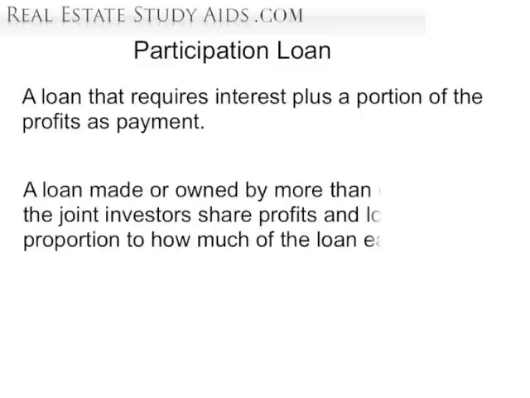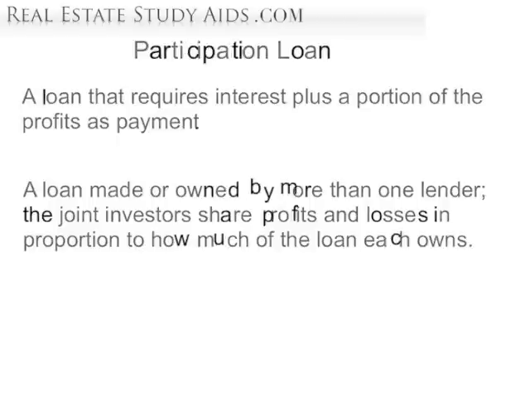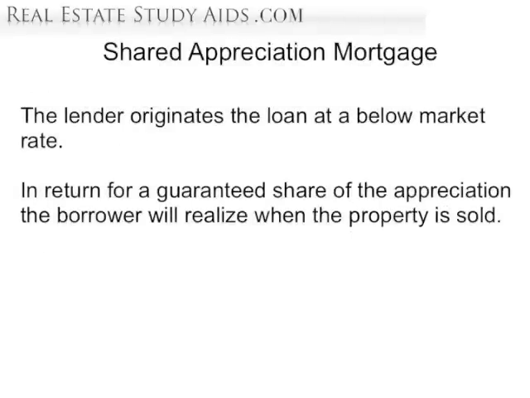1. A loan that requires interest plus a portion of the profits as payment. 2. A loan made or owned by more than one lender. The joint investors share profits and losses in proportion to how much of the loan each investor owns. In a shared appreciation mortgage, the lender originates the loan at a below-market rate in return for a guaranteed share of the appreciation the borrower will realize when the property is sold.